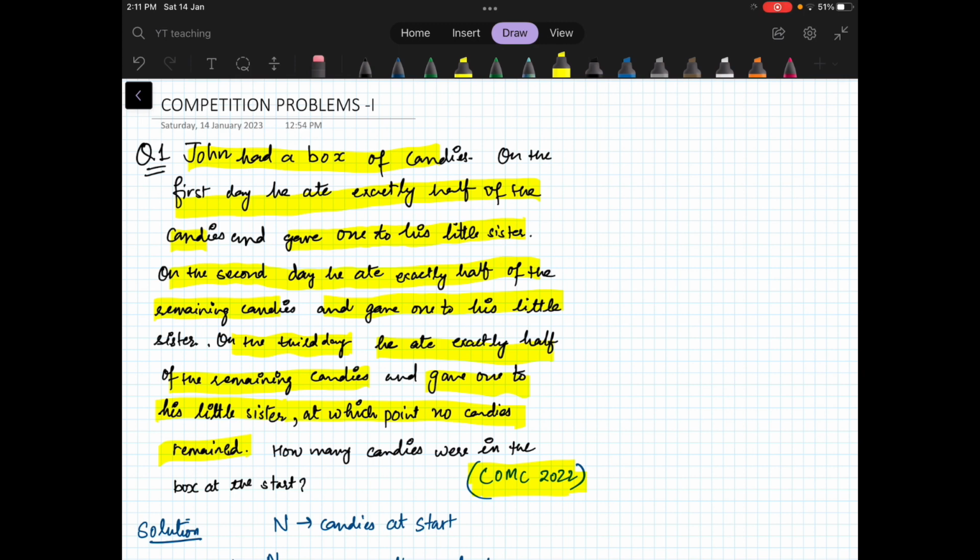So this is quite a simple problem. There are many ways to solve it, so let me use my way. Because you are looking for how many candies there are in the beginning, suppose n is the number of candies in the beginning.